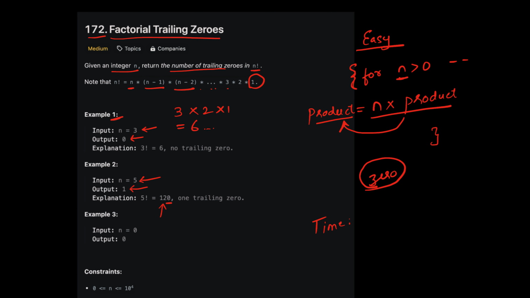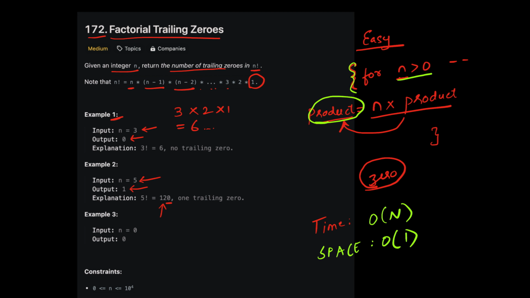We can simply use the mod operation to figure out what's there in the units place and accordingly return our output. As we are running this for loop until n is greater than 0, our time complexity will be O of n, where n is the number given to us in the input, and the space complexity will be O of 1, as we are only using one variable to record the product of n factorial. This is one way of using brute force to solve the problem.